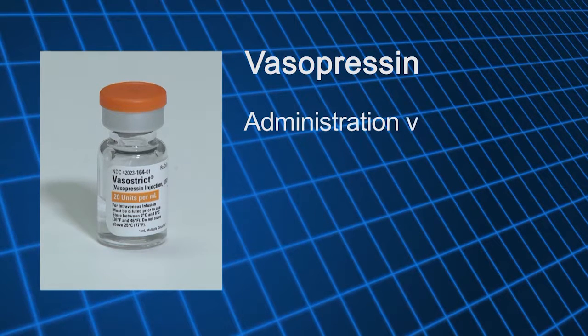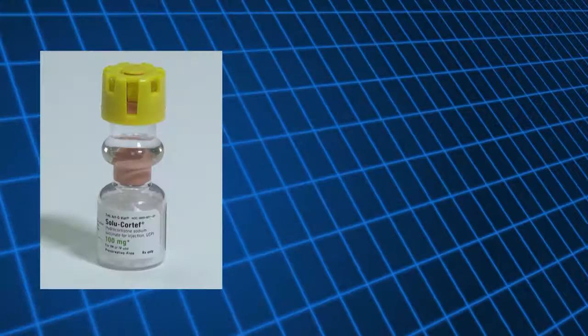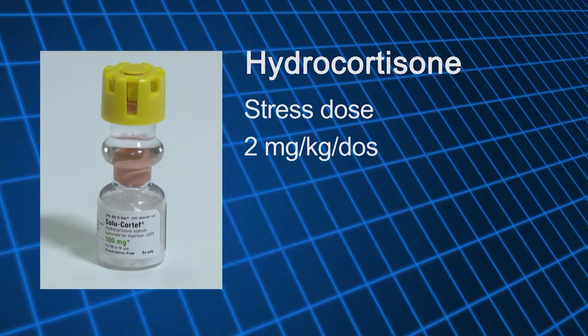Vasopressin is a vesicant, so administration through a central line is preferred. Use vasopressin with caution in patients with hyponatremia and asthma. We mentioned the possibility of giving a stress dose of corticosteroids for septic shock or anaphylactic shock. If this is necessary, we will usually use hydrocortisone at a dose of 2 mg per kilogram per dose or 50 mg per meter squared per day.